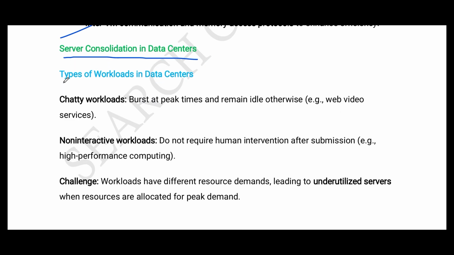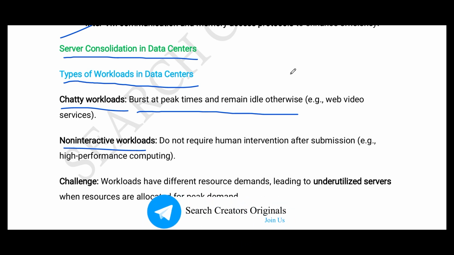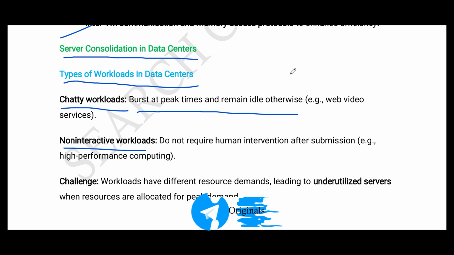In that, we are going to look at the types of workloads in data centers, which are chatty workloads and non-interactive workloads. Chatty workloads burst at peak times and remain idle otherwise. It means there is no constant demand for chatty workloads. For example, web and video services.